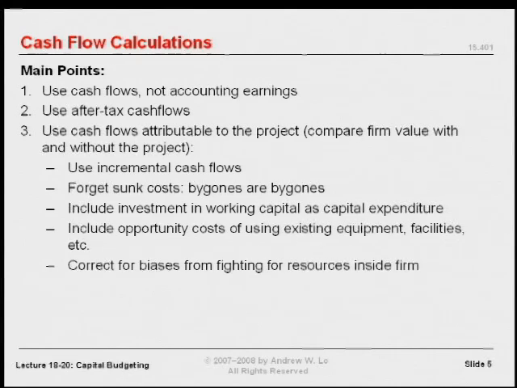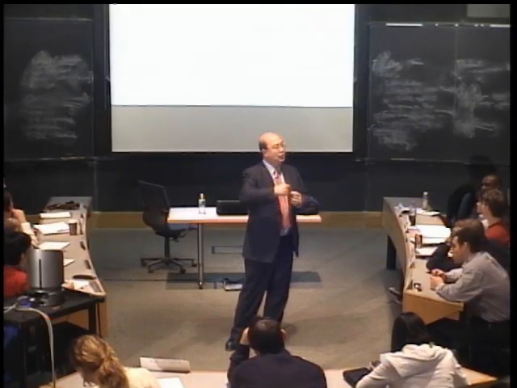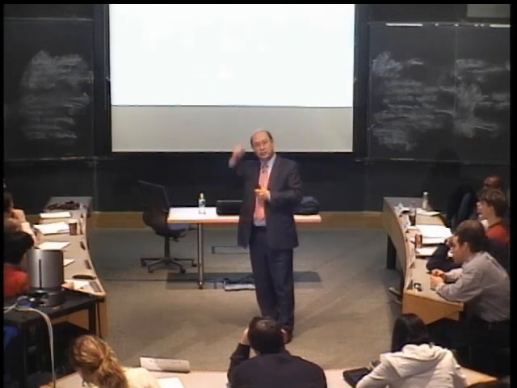Okay, so in terms of cash flow calculations, I'm going to give you some examples in a few minutes, but let me summarize what I'm going to tell you, and then we can talk about the specifics through that example. The first point is you should use cash flows, not accounting earnings. Because again, accounting earnings are meant for purposes other than decision making. Accounting is really meant as a kind of a checkup to see how you've done. How you've done is not the same thing as how you're going to do.